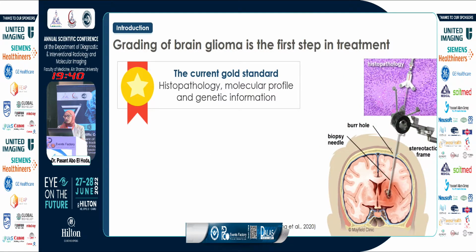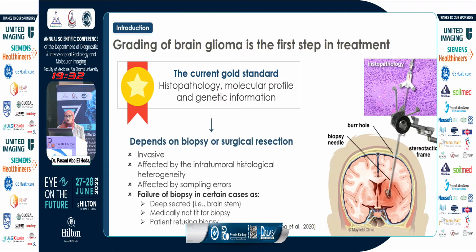The current gold standard for glioma diagnosis and therapeutic decision depends on histopathology, as well as the molecular profile and genetic information. However, the histopathology results depend on biopsy or surgical resection, which is not only invasive, but also affected by the tumoral histological heterogeneity. It's liable to sampling errors, and in some cases, it's hard to have a biopsy. It can be due to a deep-seated lesion. The patient may not be fit for biopsy, or the patient may even refuse it.